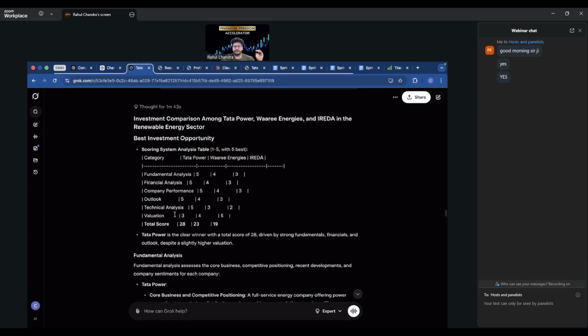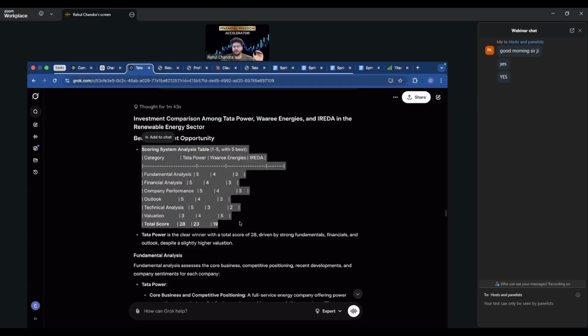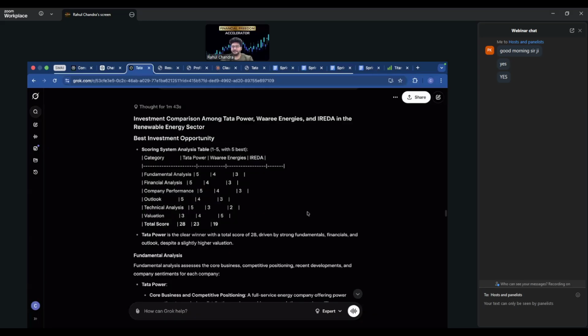Correct? For example, in valuation, Tata Power scores 3 on 5, Vari scores 4 on 5, IRDA scores 5 on 5. Correct? For, let's say, financial analysis, Tata Power scores 5 on 5, Vari scores 4 on 5, IRDA 3 on 5. So you get how the working happens. Can you, looking at this, tell me that overall, based on this research, which is the better company? This is what we call a scoring matrix. Tata Power. Is this amazing?